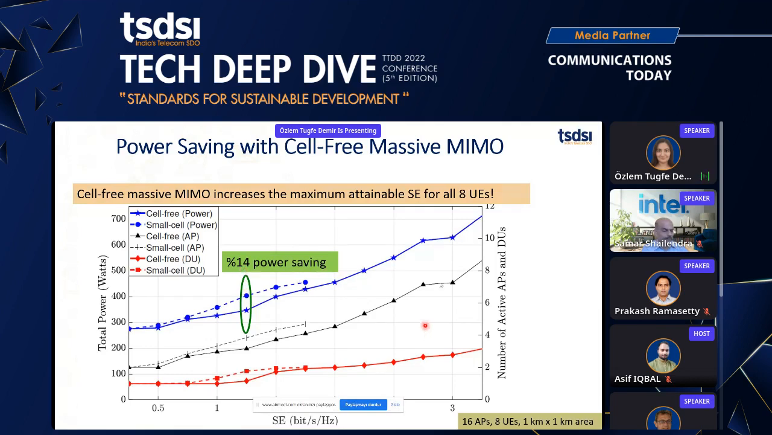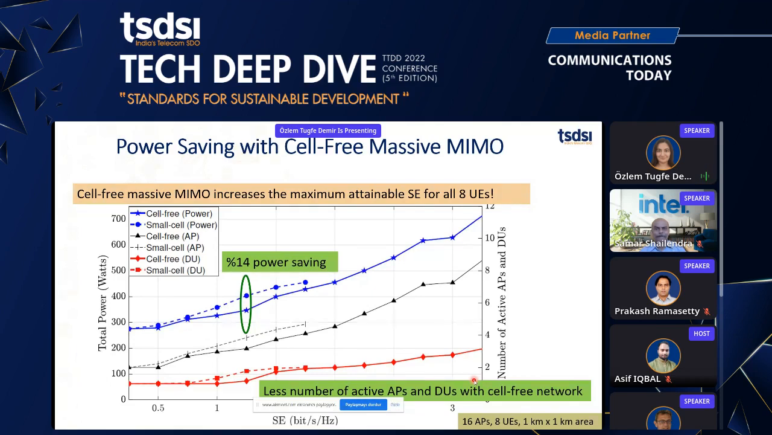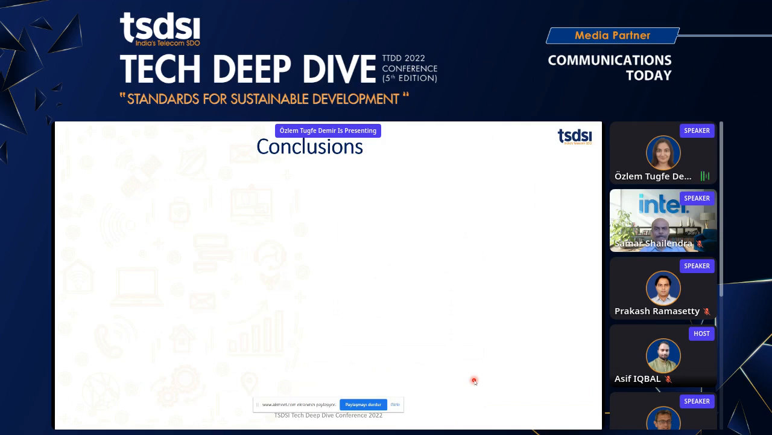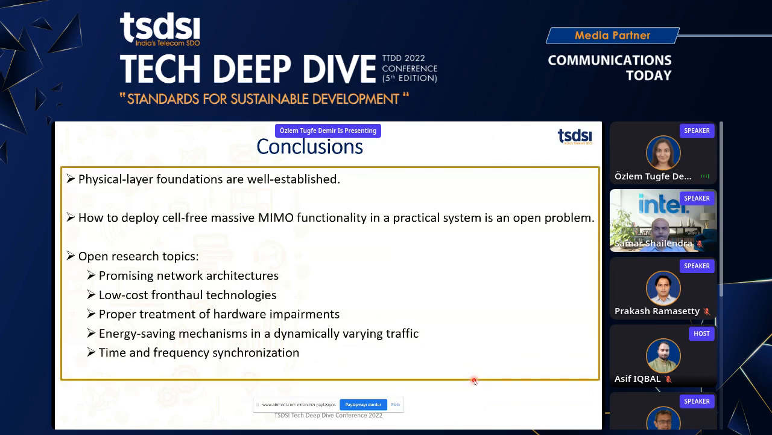And the other curves show the number of active access points, these O-RAN radio units, and the digital units in the O-Cloud. We see that a smaller number of active access points and digital units with the cell-free network is possible, and we can also use this architecture for energy saving for a given requirement of spectral efficiency.